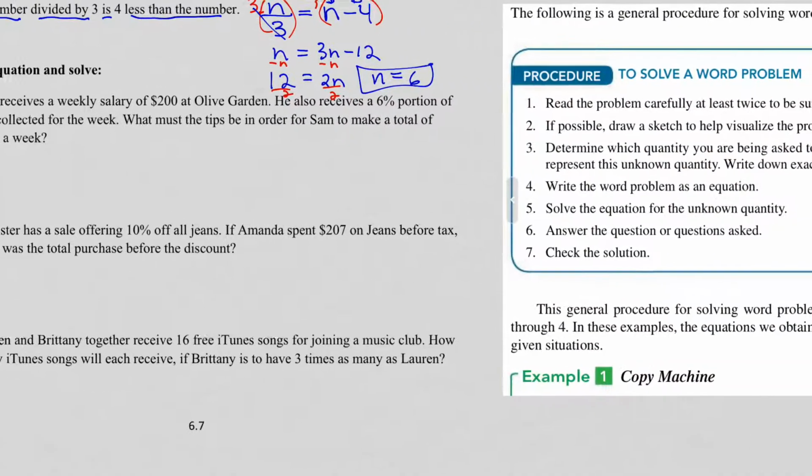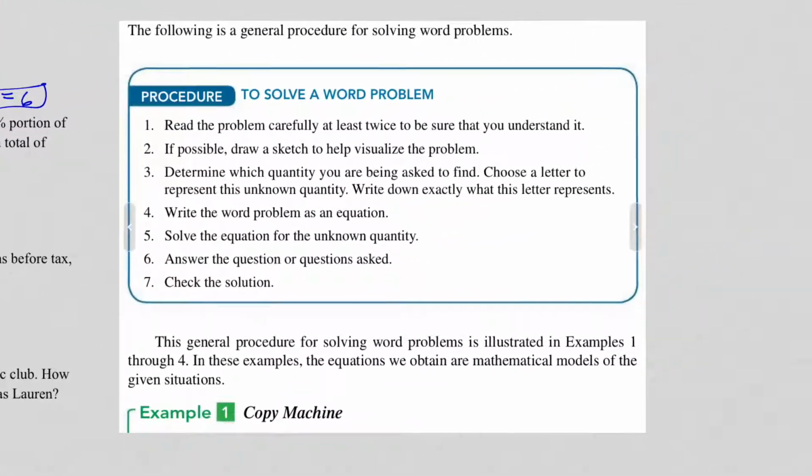On page 301 in your text, you have a nice general procedure to solve a word problem. So let's take a look at this. First of all, read the problem carefully, at least twice to be sure you understand it. So you're looking for understanding the general scenario.